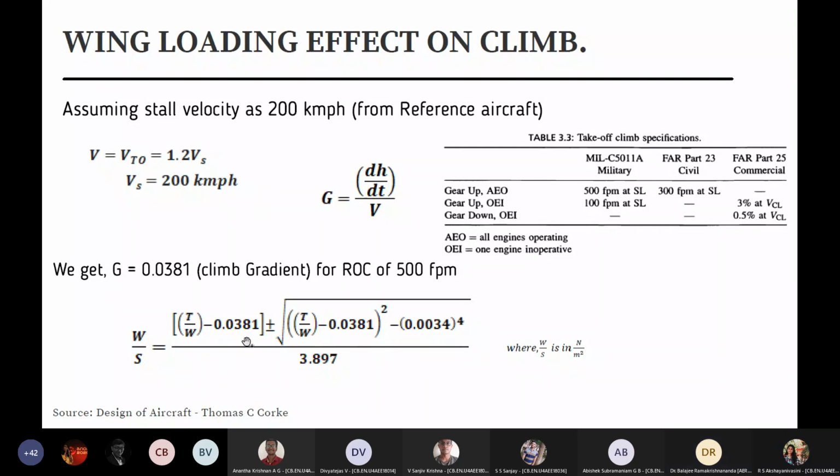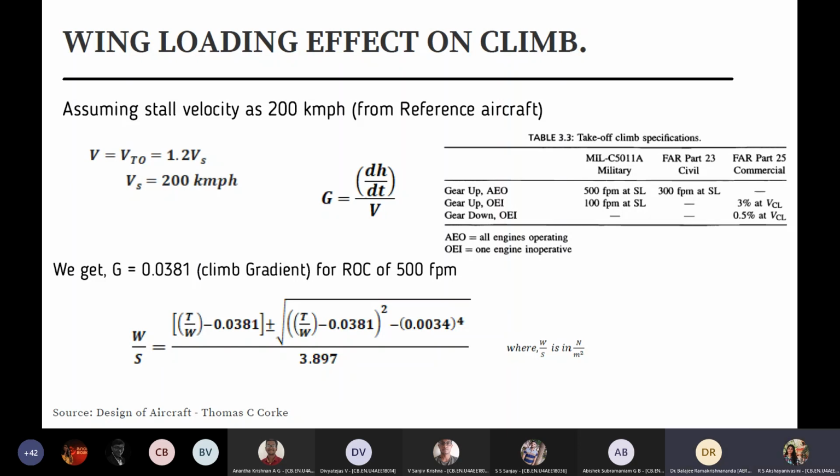Yeah, you have to do that, otherwise the curve will look different. Okay, we'll mail the changes. Instead of T by W, because one engine has failed, what is the availability? It will be half the thrust. So instead of T by W, you put T by 2W, but you plot T by W. Understand?